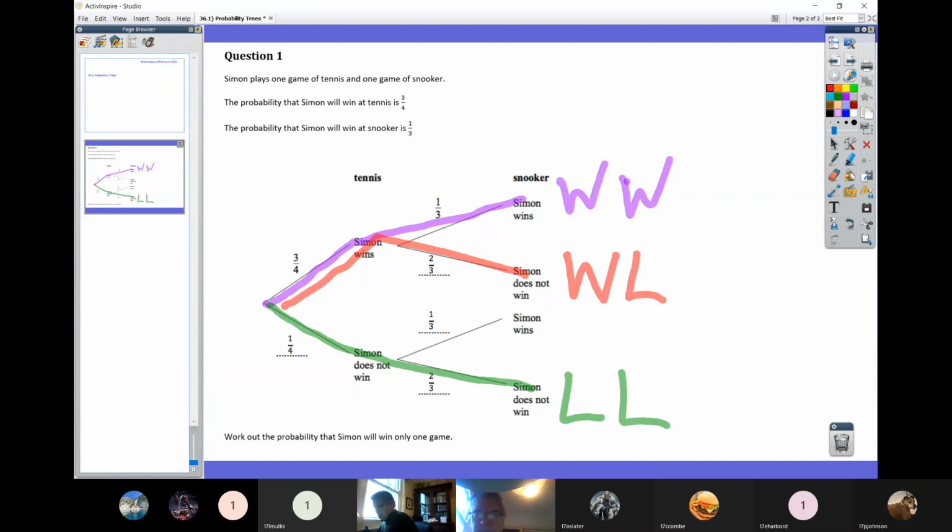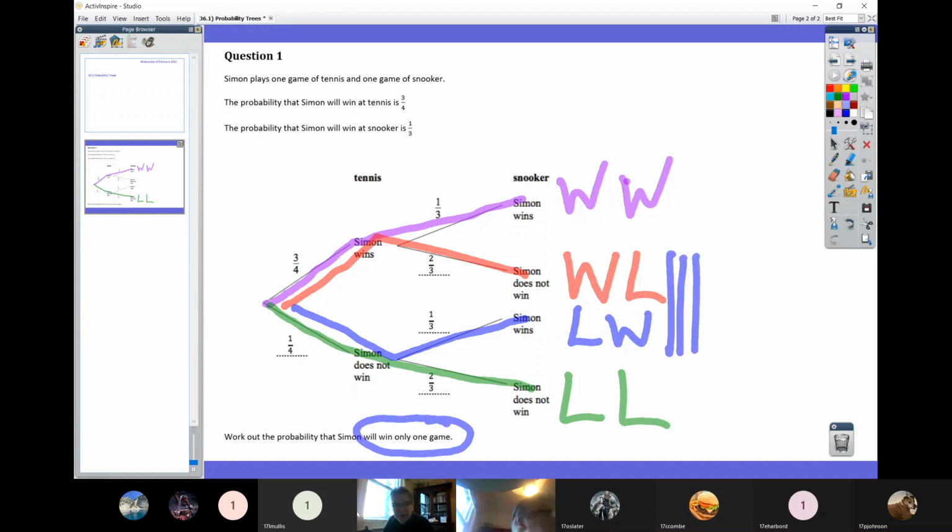Or alternatively, let's do it in blue. He loses and then wins, loses, then wins. So to win only one game, it's these two in the middle that we are interested in, because they are winning only one game. So we've got to work out those two probabilities there.